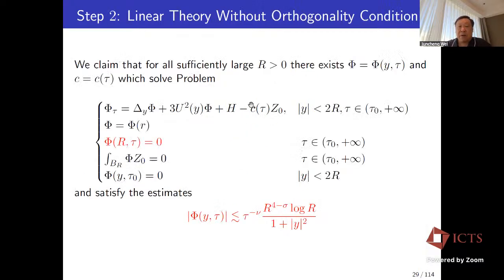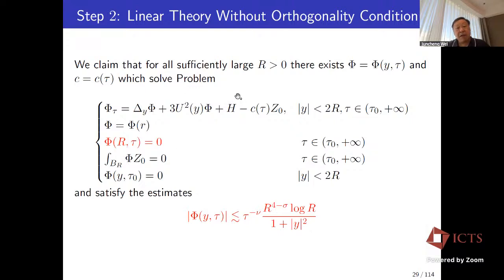Now, for this problem here, we will solve this problem with differential boundary condition. Phi r tau equals 0. And we assume that phi is orthogonal to the unstable mode. We can always do this because this unstable mode has an exponential decay, so this orthogonal condition is okay. And we start with the initial condition 0.